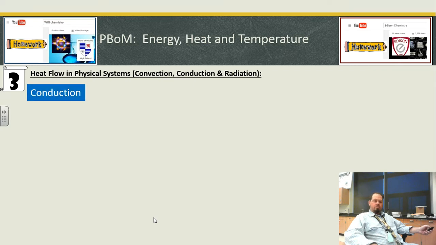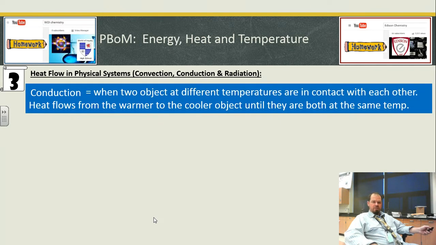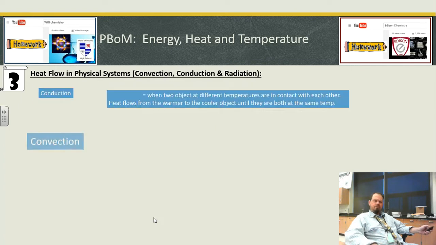Heat flow, okay, there's three different kinds. So the first one is conduction. When two objects at different temperatures come in contact with each other, the heat always goes from hot to cold until they equilibrate and they're at the same temperature. Once they're at the same temperature, heat flow stops. So it's a gradient thing, if you guys remember that word.